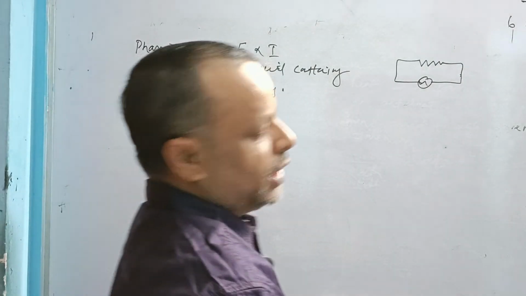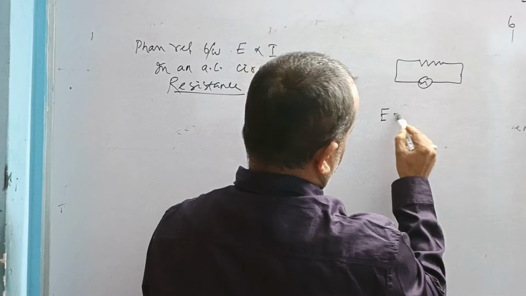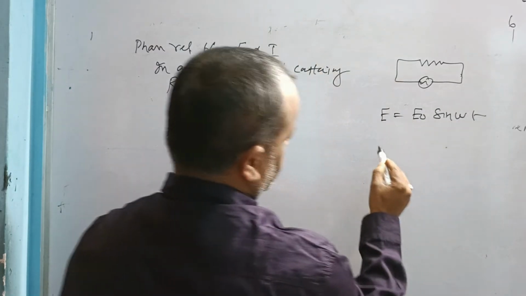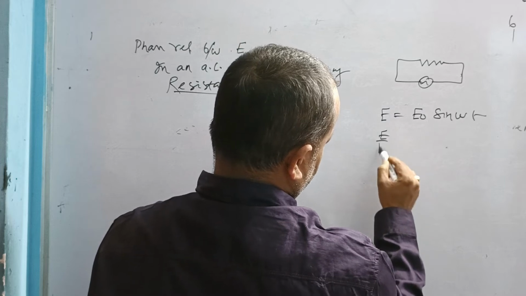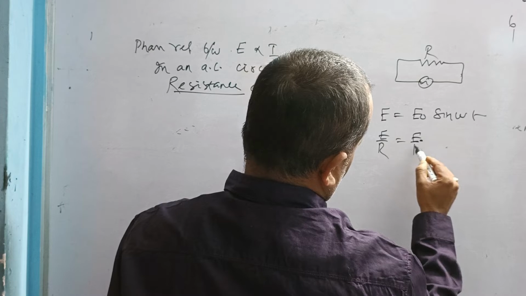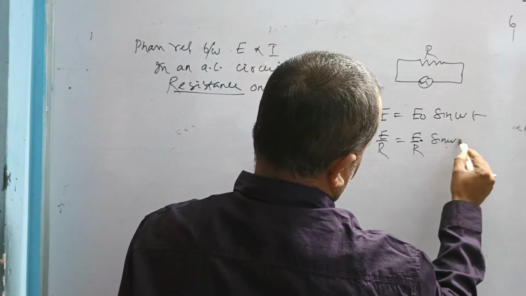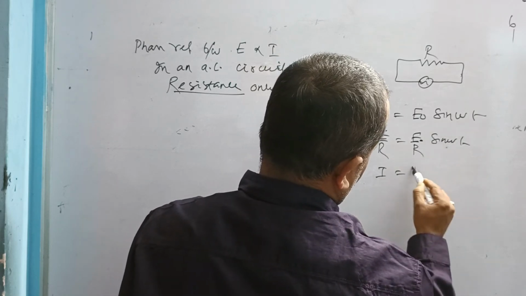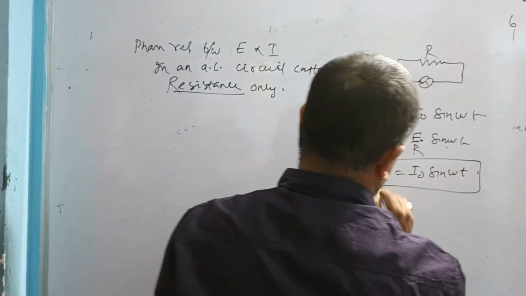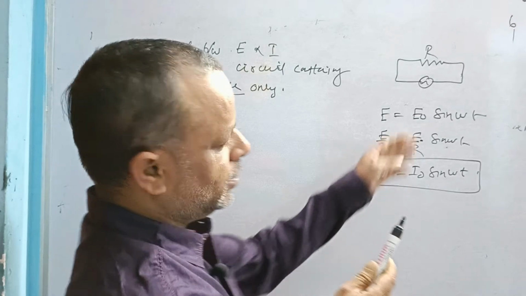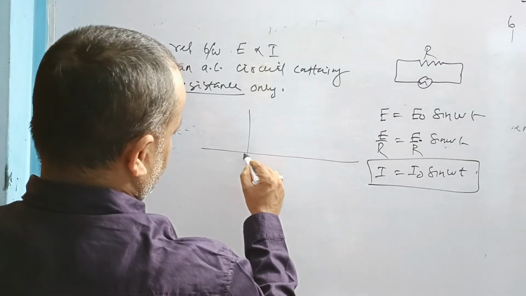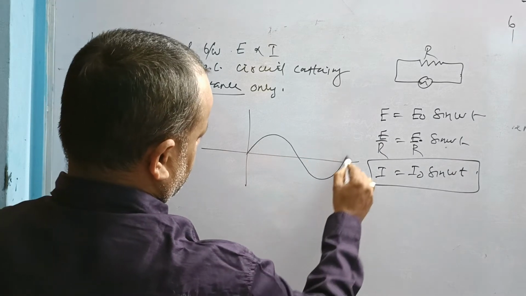See, we know that E is E naught sine omega T. Let us suppose we divide it by resistance. So it is coming out to be E naught upon R sine omega T, which is I naught sine omega T. So we see that they are quite similar. Suppose we draw the phasor diagram of it. It is coming out to be like this.